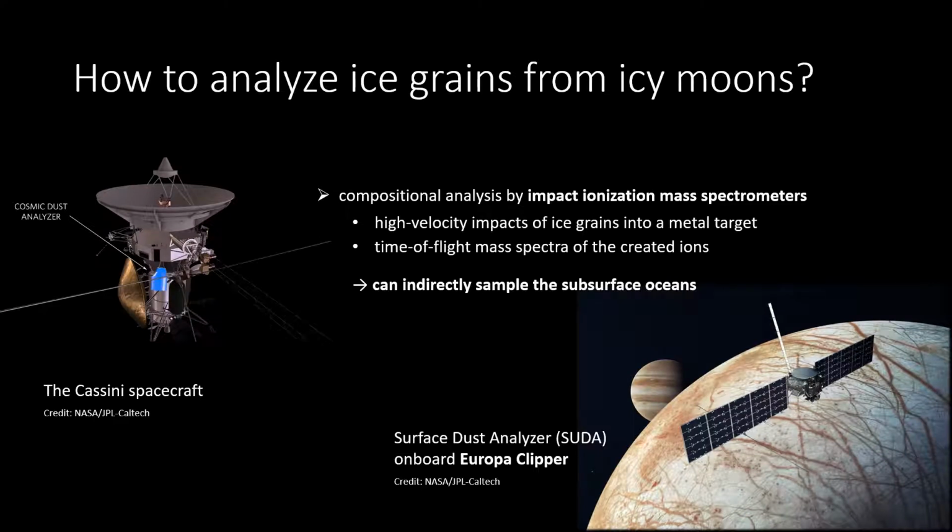Ice grains ejected from icy moons can be analyzed during spacecraft flybys by impact ionization mass spectrometers, such as the Cosmic Dust Analyzer, CDA, on board the Cassini spacecraft, or such as the Surface Dust Analyzer, SUDA, that will be on board the Europa Clipper mission. Impact ionization mass spectrometers record mass spectra of ions that are generated by high-velocity impact of ice grains into a metal target. This instrument can determine the composition of the ice grains and potentially indirectly sample subsurface oceans.